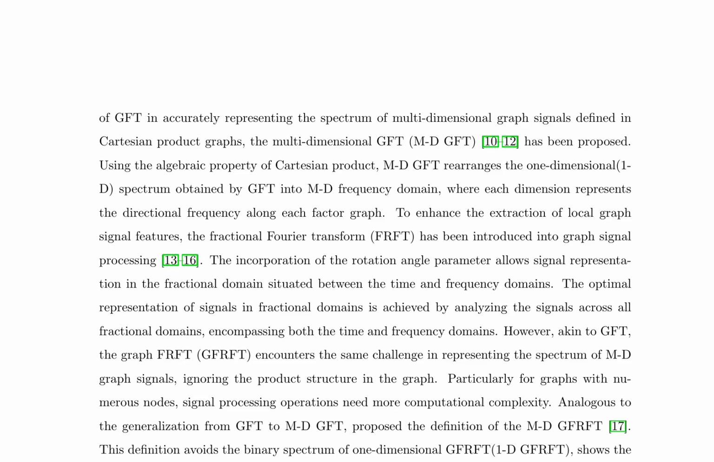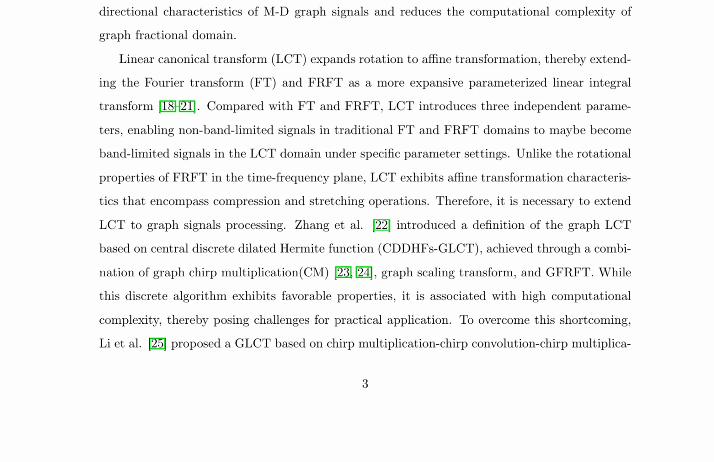By avoiding the binary spectrum of 1D GFRFT, M-D GFRFT reduces computational complexity and provides a more effective representation of M-D graph signals. Another promising approach is the linear canonical transform, LCT, which expands rotation to affine transformation, enabling non-band-limited signals to become band-limited. This property makes LCT an attractive tool for graph signal processing. To leverage the strengths of LCT in the graph signal processing domain, the concept of graph LCT is introduced, based on central discrete dilated Hermite functions.